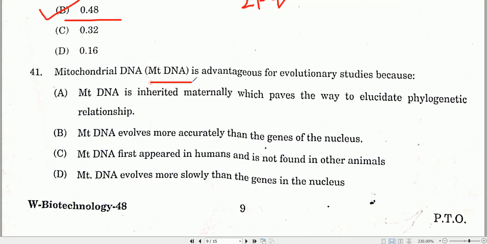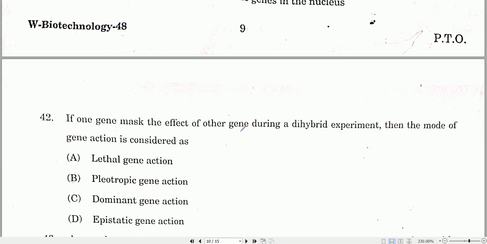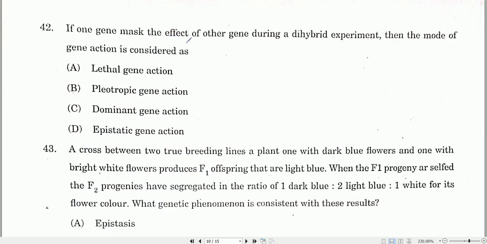Coming to question number 41. Mitochondrial DNA, that is mtDNA, is advantageous for evolutionary studies because mitochondrial DNA is inherited maternally, which paves the way to elucidate phylogenetic relationship. So option A will be the correct one. Coming to question number 42. If one gene masks the effect of other gene during dihybrid experiment, then the mode of gene action or gene interaction is considered as epistatic gene action. So option D will be the correct one.